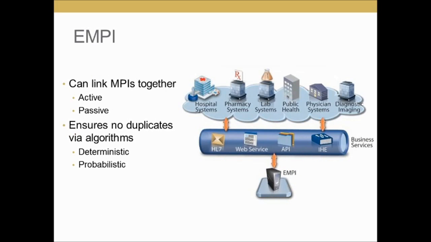EMPI stands for Enterprise MPI, and it's just a little bit different than a normal MPI because it can link multiple MPIs together. If an EMPI is active, that means it's being used as part of the scheduling software. It's being used in the front office, so when a patient comes in, you're using the EMPI in order to figure out what patient it is.